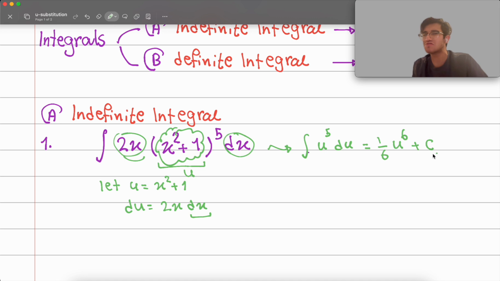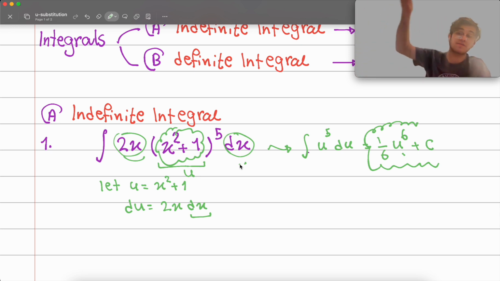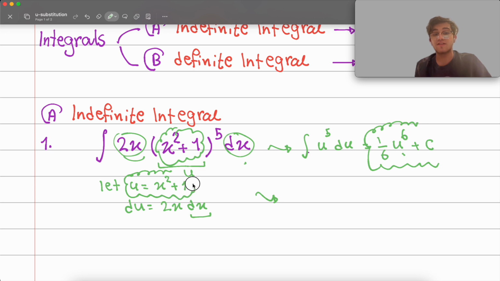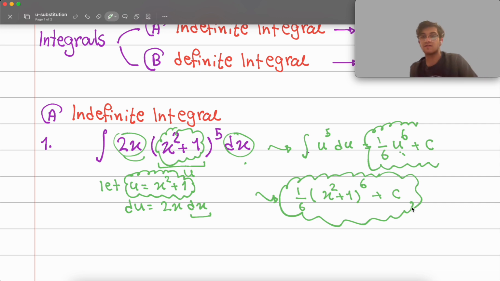I'm going to explain why we use the constant number right here. Now, this is not the final answer because it is in terms of u and my integral is in terms of x. So after finding the evaluated form for u, I have to back substitute to find this expression in terms of x. I said let u be x squared plus 1, so the only thing is to replace u with x squared plus 1. I'm going to get 1 over 6 times x squared plus 1 to the 6, plus a constant value. This is the answer to my integral, and that's all.